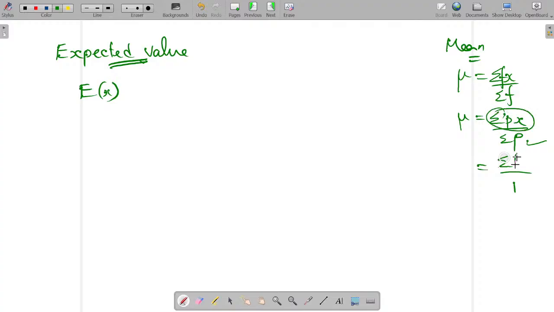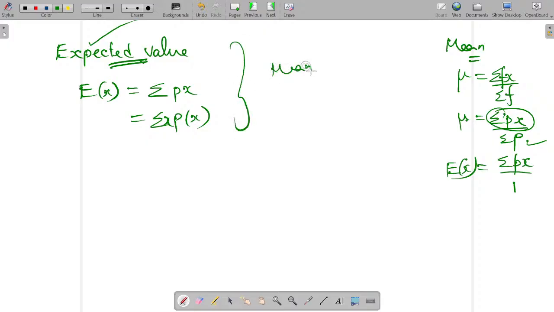So this will be nothing but summation px. We are not using frequency here. Instead, we are using probability value. So we will not name this as mu. Instead, we'll name this as E of x. That's the expected value. Expectation is a probability. Another name, expected value. So what's the formula? Summation p into x, or you can write it as summation p of x into x. That is all the concept. After this, whatever properties you saw for mean, they will all come. Whatever properties you saw with standard deviation and variance, they will come exactly the same.